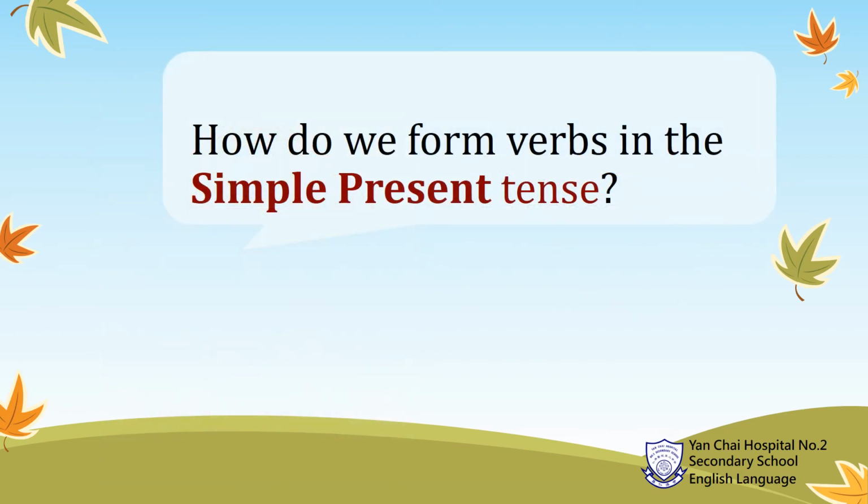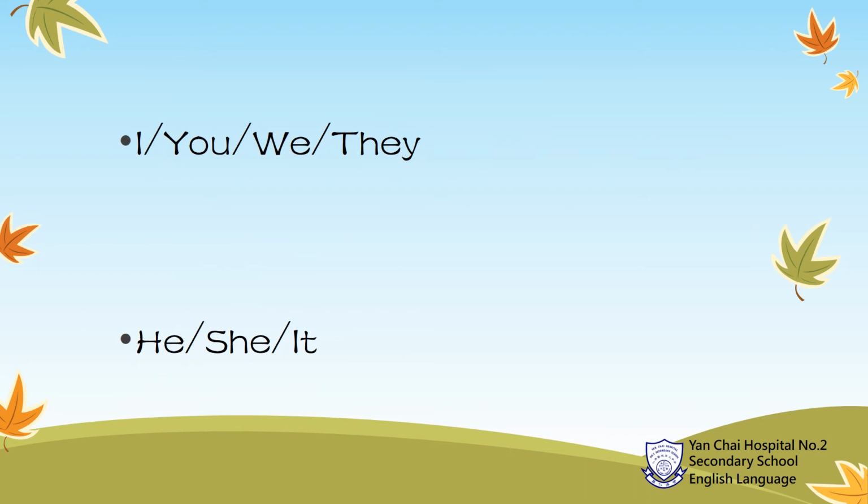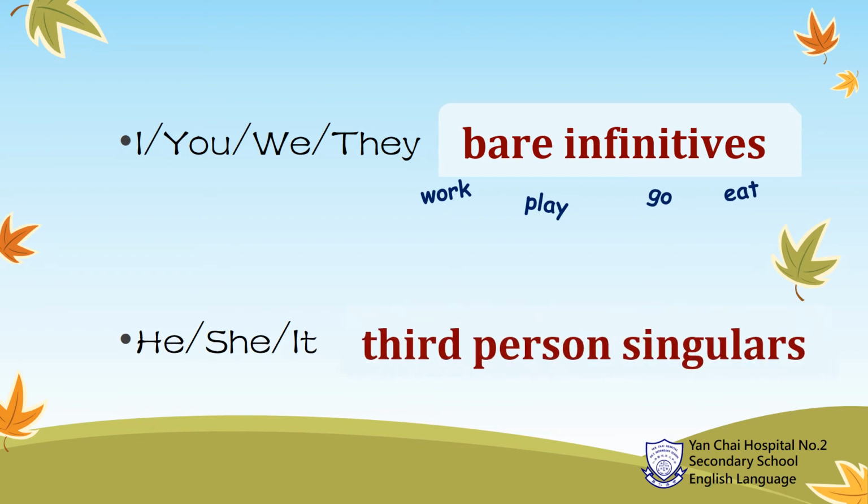So how do we form verbs in the simple present tense? If the subject is I, you, we, or they, we will use bare infinitives. So we will just use the verb work, play, go, and eat. For the subject he, she, or it, we will have to use third-person singulars. That means we will add s or es or we change the verb to other forms. For example, works, plays, goes, eats.